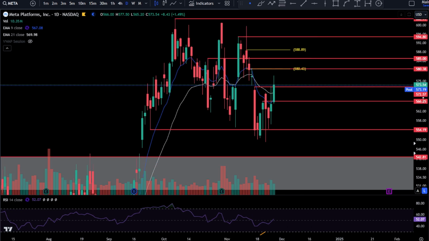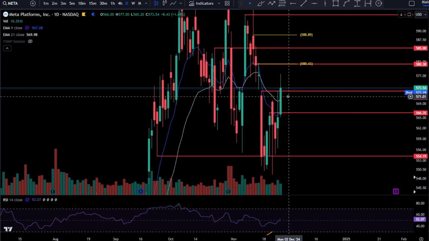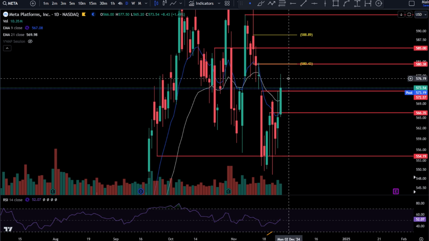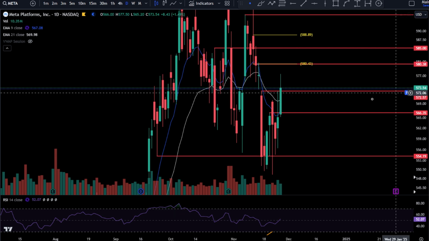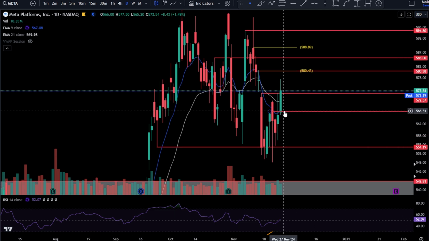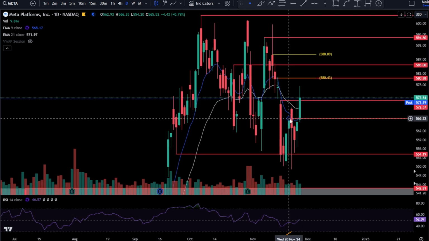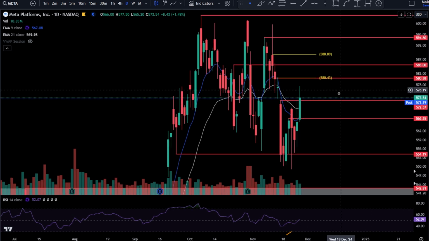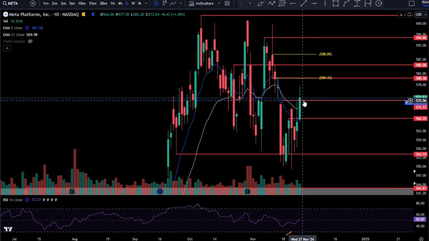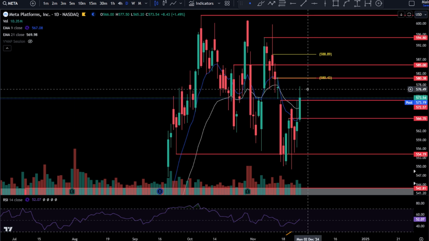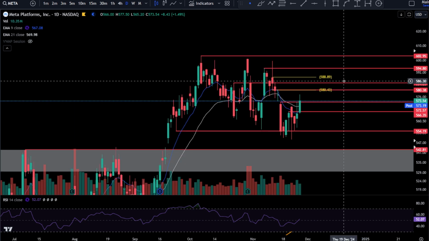On the downside, you're going to have 572.57. That could be what you're taking the trade off of. And then 566.35 underneath there is something that will probably be respected. You're going to have the daily 9 somewhere over here, so maybe you test it with a wick or something like that. All right, not the worst look on Meta over here.